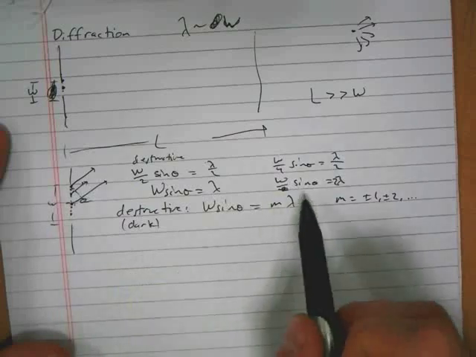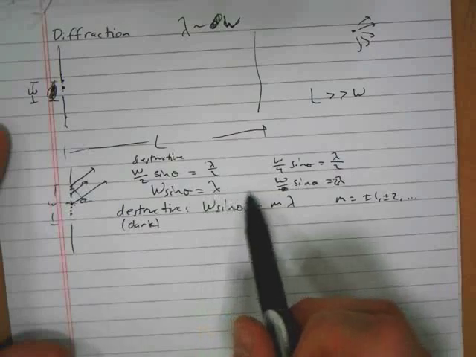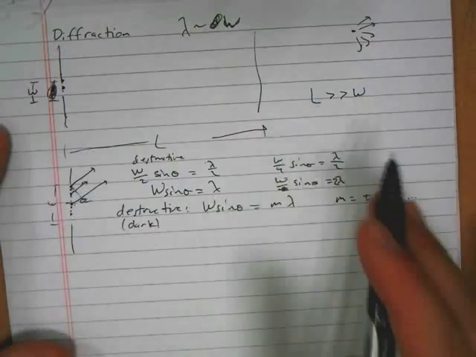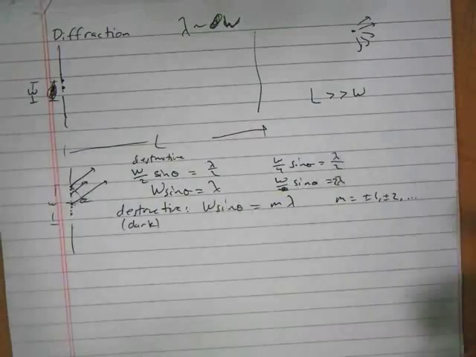It's not just where W sine theta equals 3 lambda over 2 or 5 lambda over 2 or whatever. It is going to be about in between those, but when sine theta is halfway in between two things is not when the angle is halfway in between. That's the point I'm trying to make.